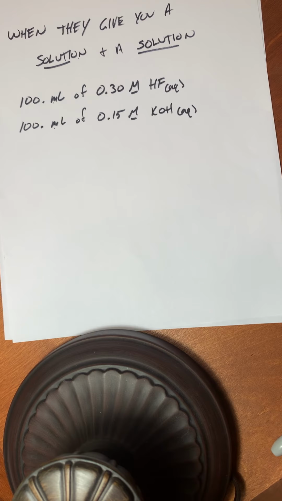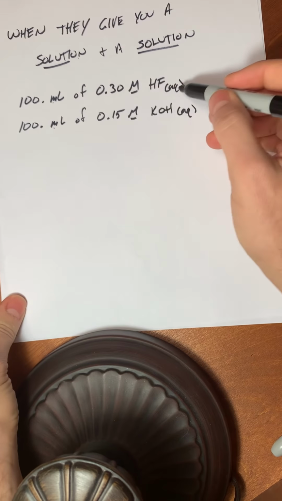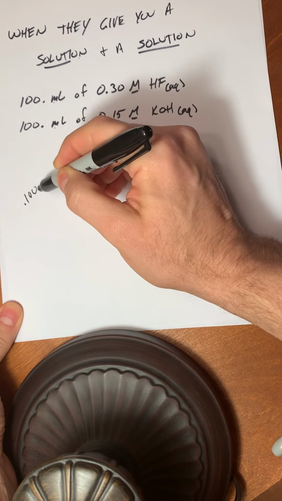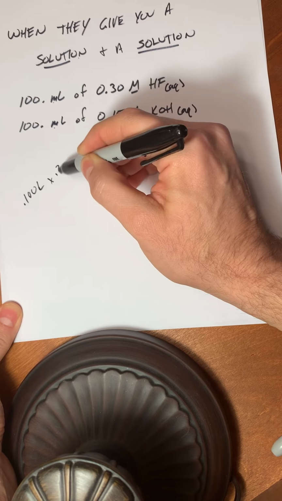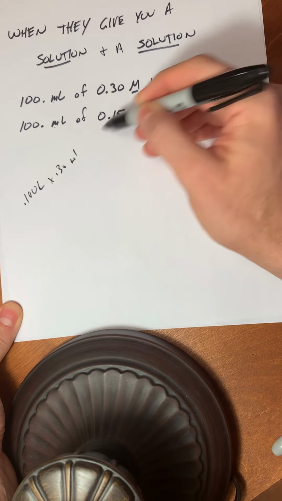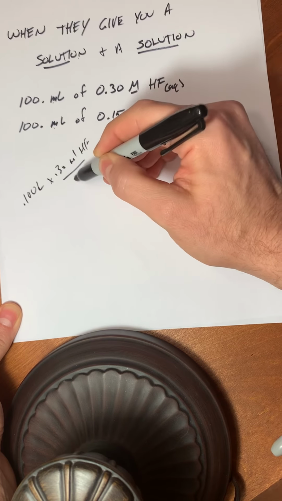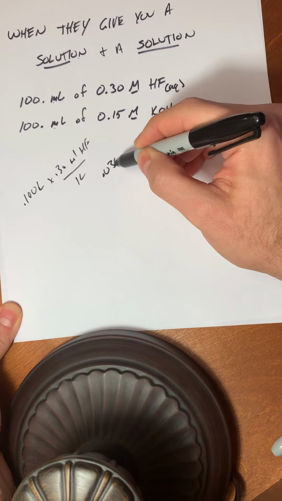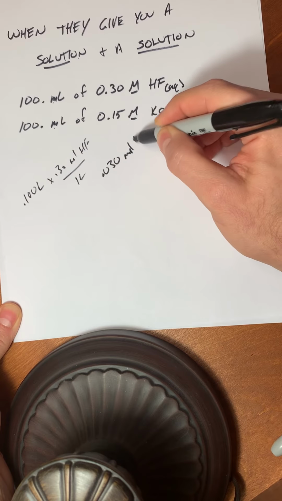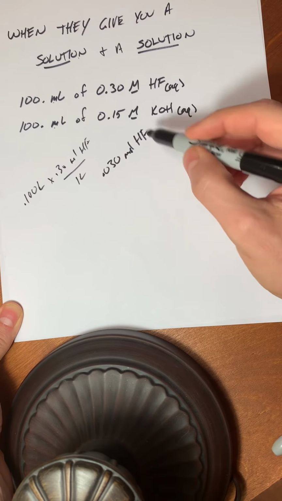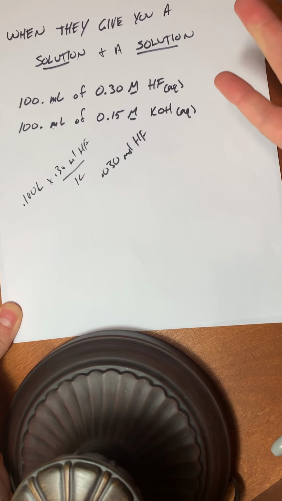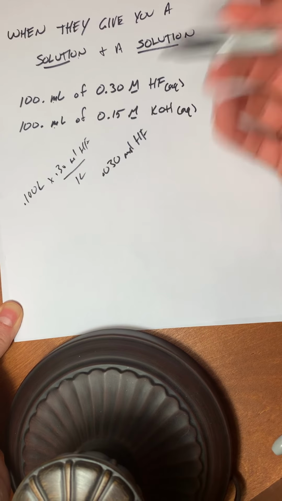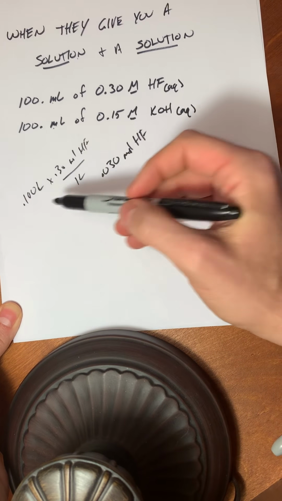So let's do this. If we start off with how many moles of HF we have, that's 0.100 liters times 0.30 moles of HF per 1 liter. That means we have 0.030 moles of HF. That's what we have. We're going to convert some of that into F minus. So we're going to lose some of these moles, the 0.03 moles, to F minus. How many moles are we going to move over? How many are we going to convert?